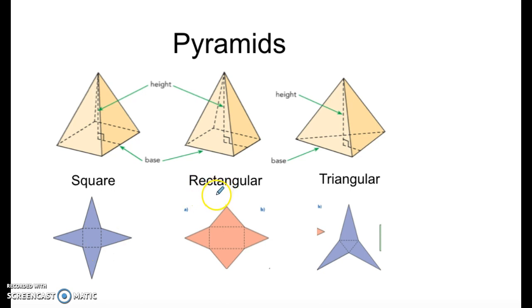Rectangular pyramid is very similar to the square, except it has a rectangular bottom, and we have the height and the rectangular base. The net has a rectangle in the middle with four triangles on the outside. And then we have the triangular pyramid. You can see our height and the triangular base. And here's our net. It has a triangle in the middle with our three triangles on the outside.